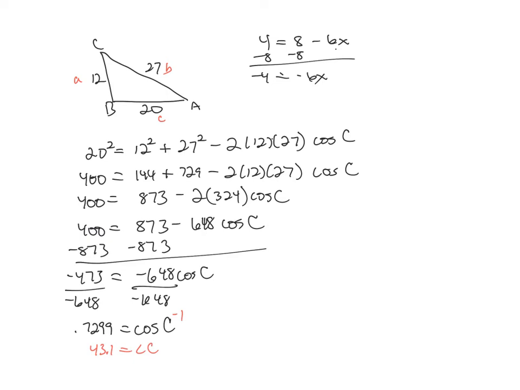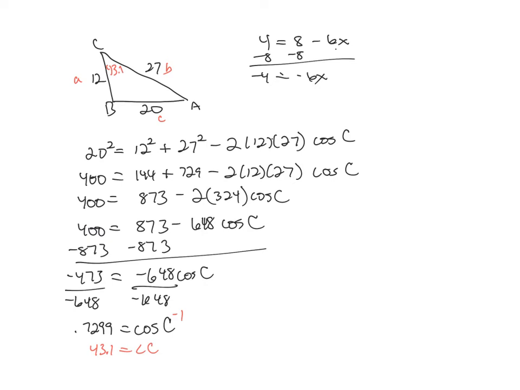Okay, so just always read the directions for that, because sometimes it'll say round an angle to the nearest whole number. But in the directions it says round decimals to the nearest tenth. All right, so angle C, finally, 43.1.